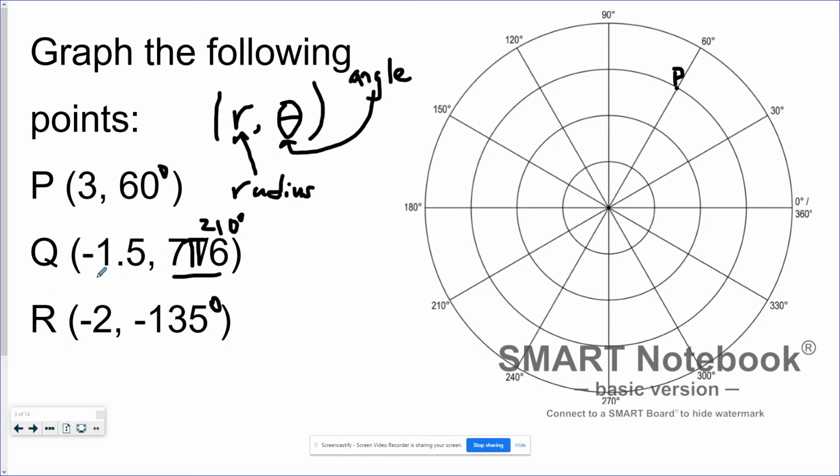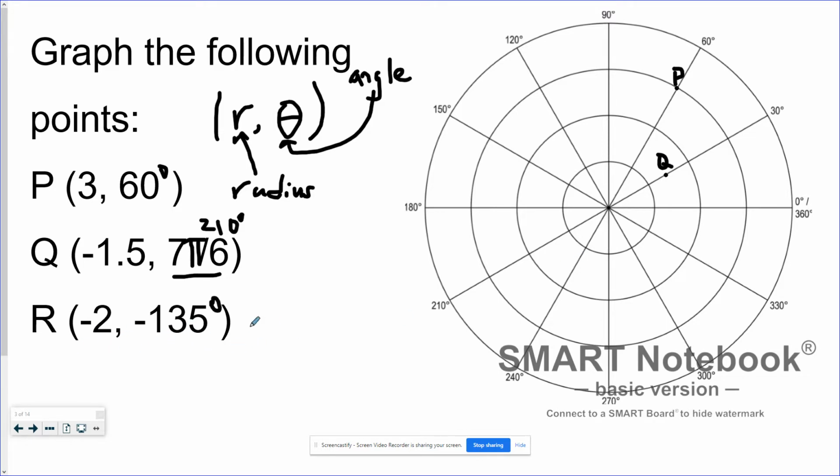And then you have a radius of negative 1.5. Now we have to remember, what does a negative radius mean? So 210 is this entire line. If it's positive, you go 1.5 this direction, so our dot would be here. If it's negative, you follow that same line, but you go in the other direction. So 1.5, and that is our value Q.